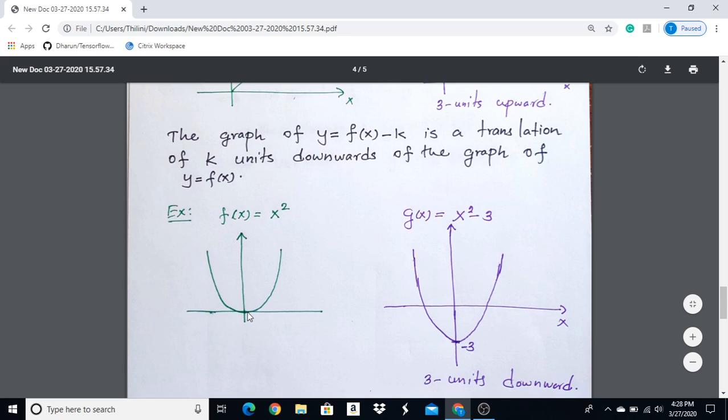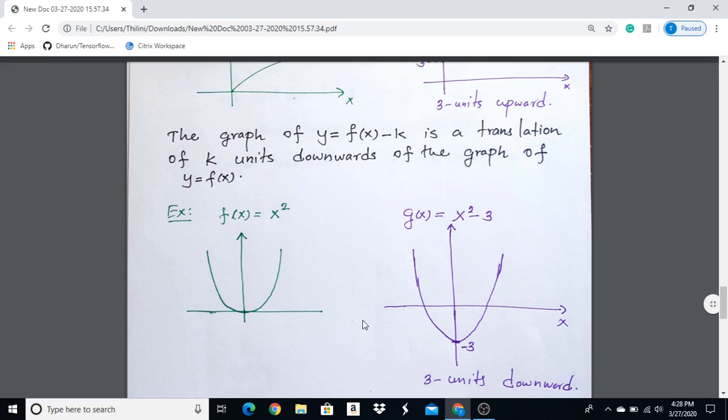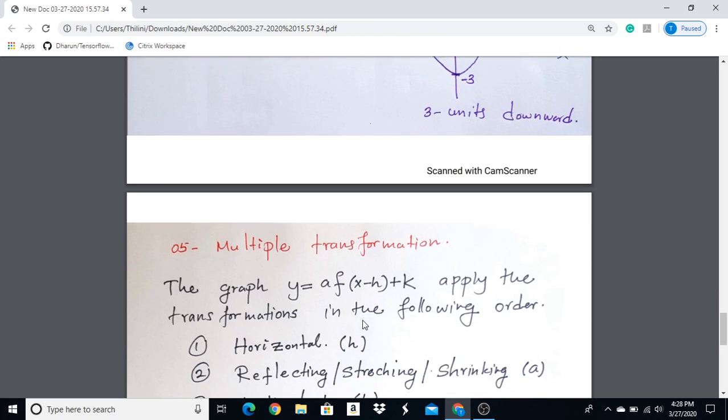You know that here it is 0, 0 where it's crossing, and since we moved it by 3 units downward, now it is 0 and negative 3. So it ends up at negative 3. So it's a 3 units downward transformation. Okay, those are all the transformations that we have.